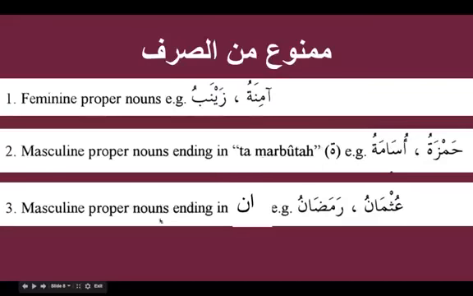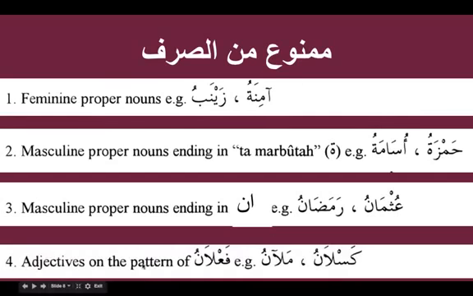And also any masculine proper noun ending with alif and noon, an, like Usman, Ramadan. So these pattern nouns also have a single dhamma. We don't say Usmanun, we say Usmanu. And also there are certain patterns of adjectives like Jaw'anu, Kathlanu, the pattern of Fa'alanu, Ghadabanu, Rahmanu.